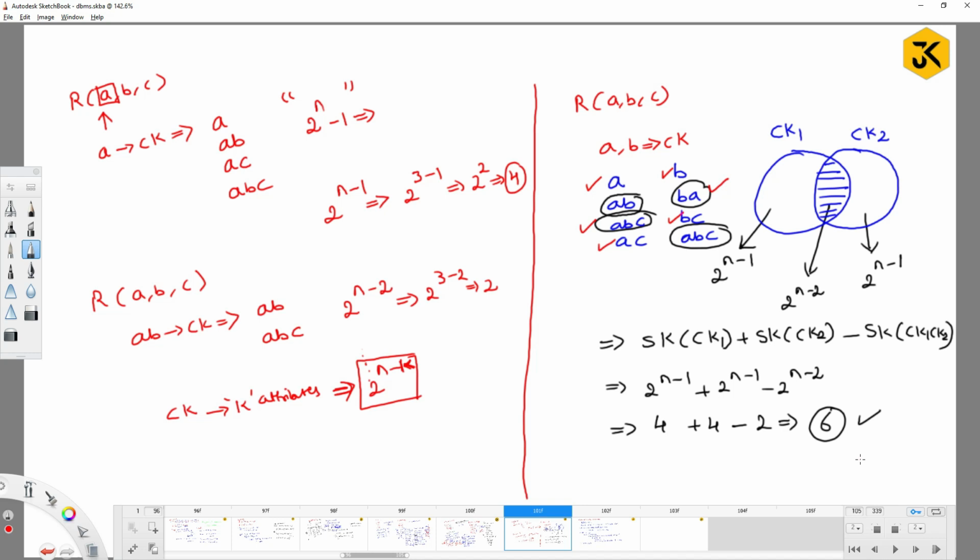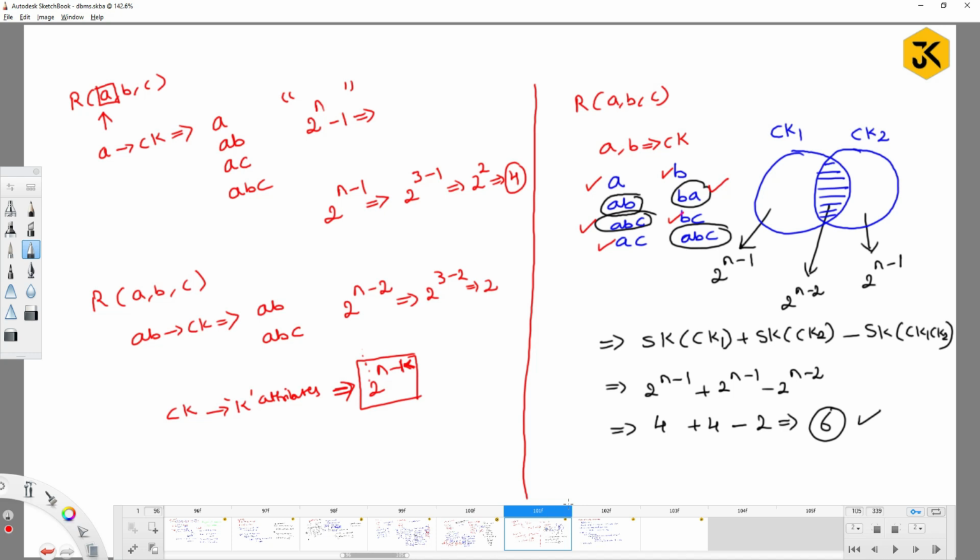If you are trying to combine 3 candidate keys, then what you have to do? You have to go with another formula. The super keys possible for candidate key 1, candidate key 2, candidate key 3, minus those possible for AB, for BC, for CA. So those are minus, right? Plus those possible for A, B and C together. So the formula you know, right?